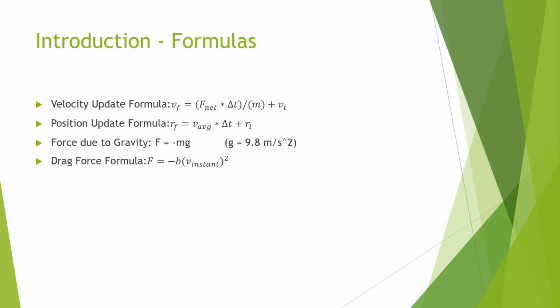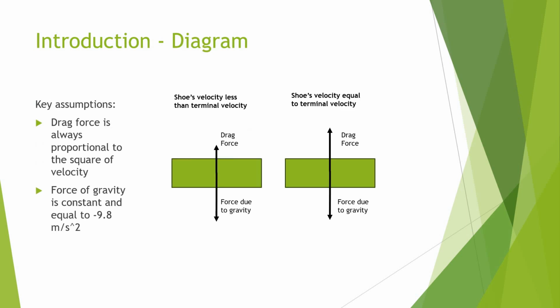The formulas relevant to this lab are shown below. The velocity and position update formulas are applied in the computational models to predict what the shoe's position and velocity will be as a function of time. The force due to gravity is equal to the mass times the acceleration due to gravity, or 9.81. The drag force is proportional to the square of the instantaneous velocity, and the b in this equation is the proportionality constant.